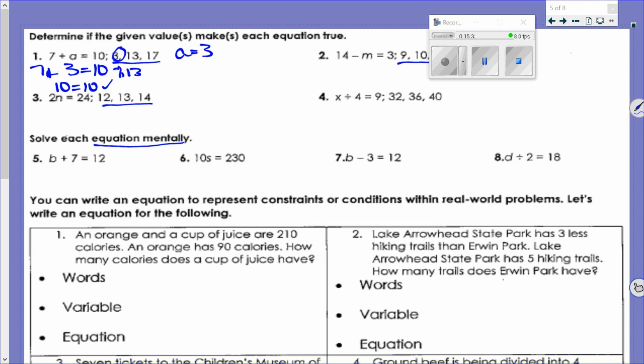7 plus 13 equals 10. 20 equals 10. That's false. And then we do 7 plus 17 equals 10. 24 equals 10. That is also false. Okay, our next one. We do 14 minus 9 equals 3. 5 equals 3. That is false. We do 14 minus 10 equals 3. 4 equals 3. That is false. And then we do 14 minus 11 equals 3. So I do 3 equals 3. There's my check. So my solution is M equals 3.